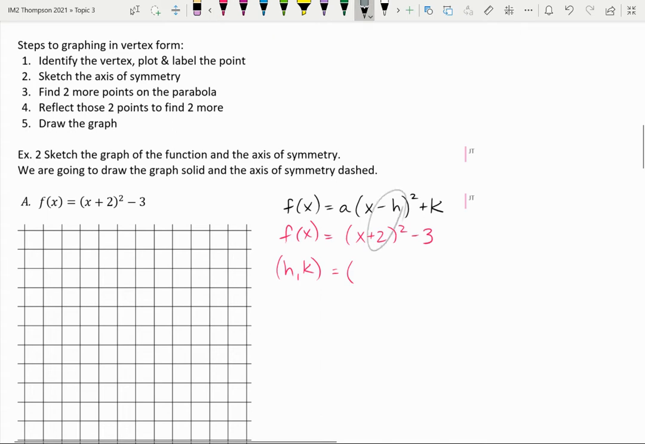So h is basically the opposite of whatever I'm doing to x. I have x plus 2, so h is going to be negative 2. That means I go left 2. And k is minus 3, so that gives me a k value of minus 3. The one next to x is always the opposite of what it looks like, and k is always true.